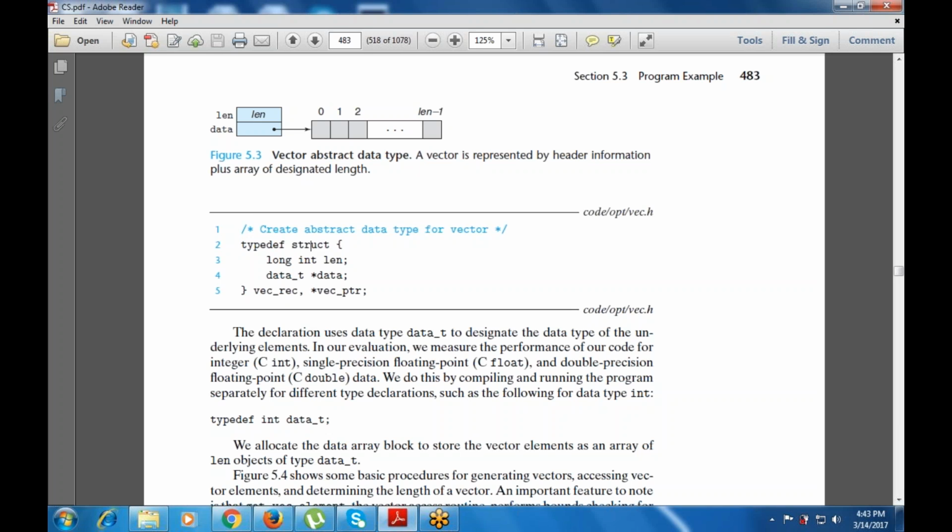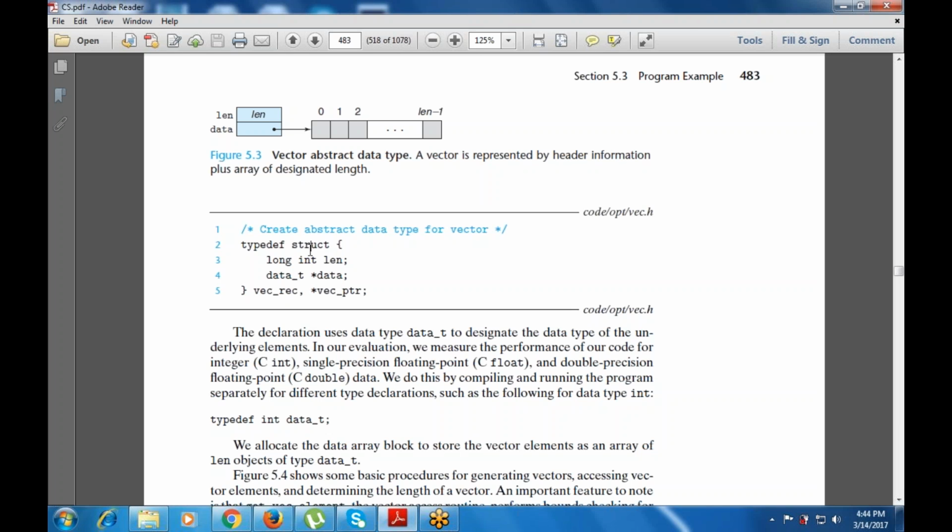This is the typedef struct. So we are using the type definition struct. Then long int length: we are taking a variable called length of integer type, and long means it takes 8 bytes. Then data_t pointer data: we are taking the pointer data of the data_t type. Then the struct is closed, and now we take two variables of the struct: one is vec_rec, and one is a pointer vec_ptr.